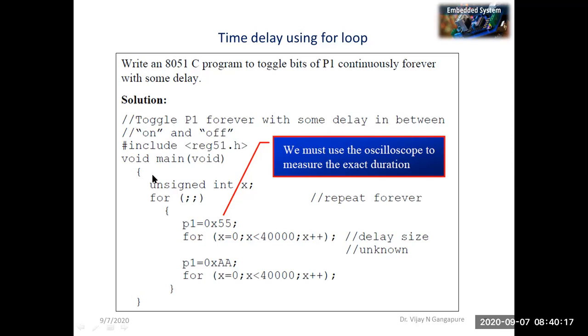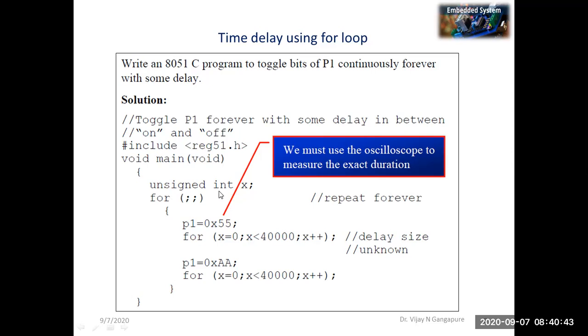So the following is the program. First I'm including the reg51.h header file, then void main. This program contains the main function, only one function, and that is main, and the program for this main function is enclosed in between this opening brace and closing brace. So this is the program.